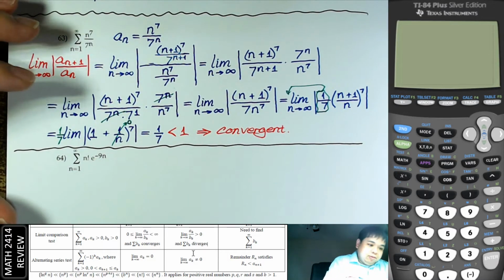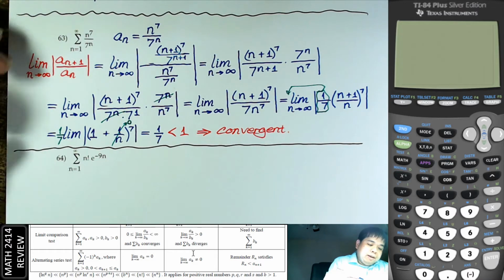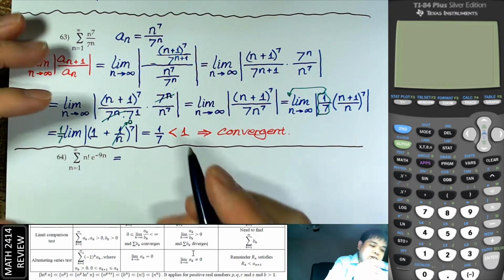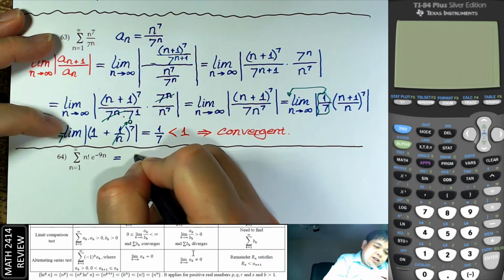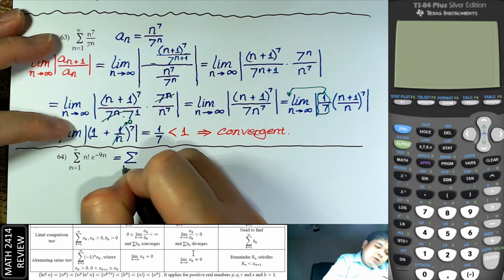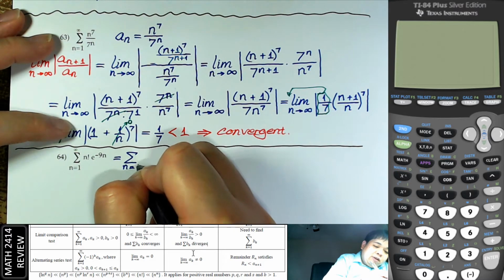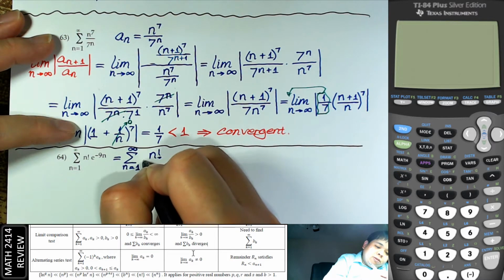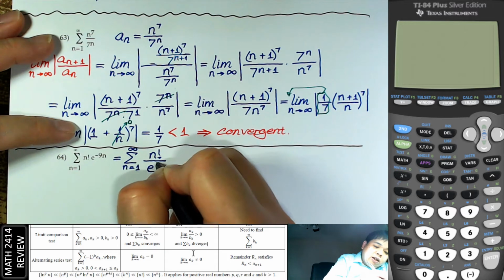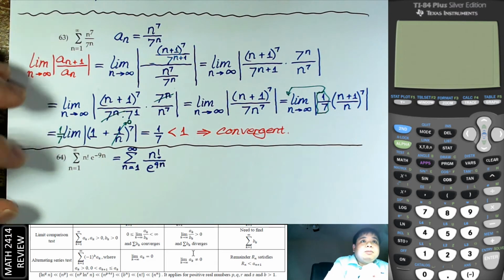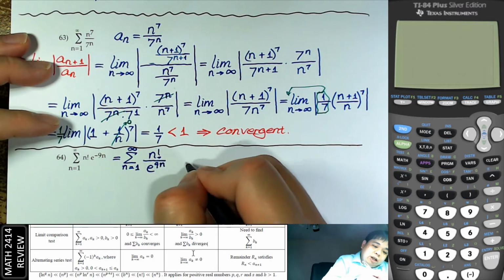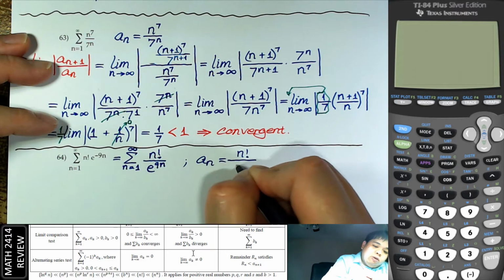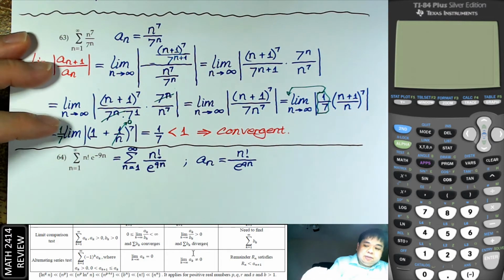Right, next, for the ratio test, it will be better when we have the ratio and we have anything to the positive power. So if we move the e to the negative 9n to the bottom, it becomes e to the 9n. It is easy in that form, so we can say a sub n is equal to n factorial over e to the 9 times n.